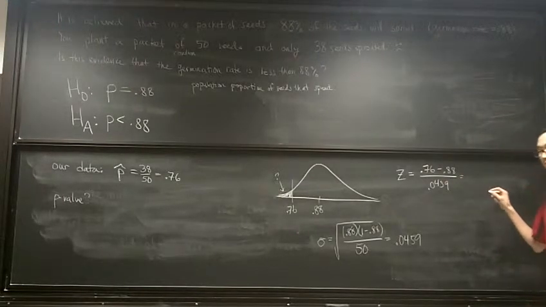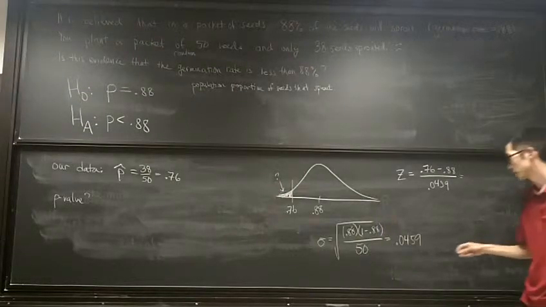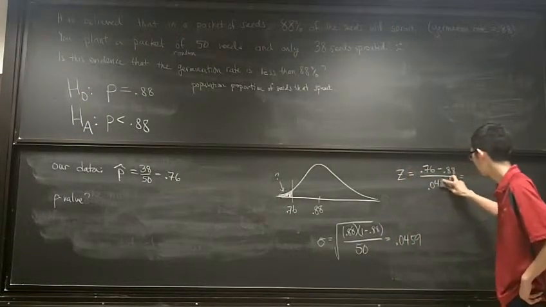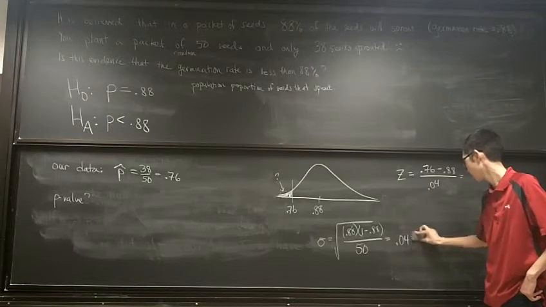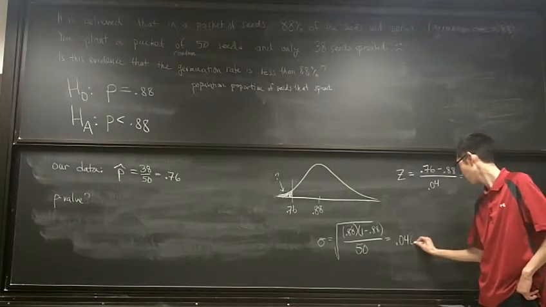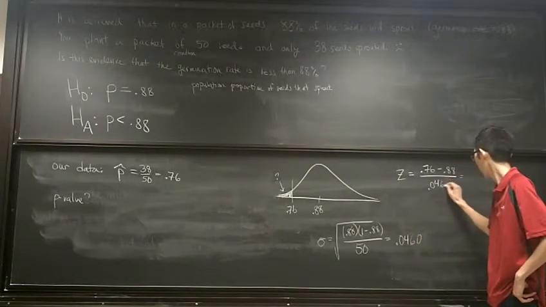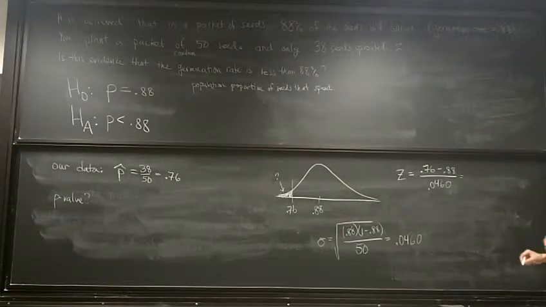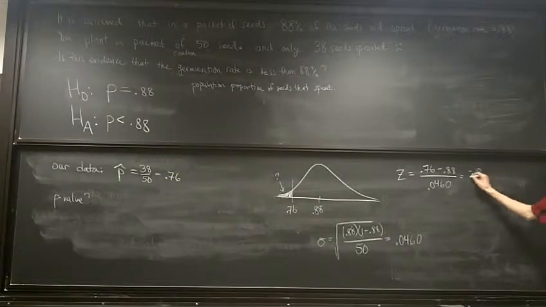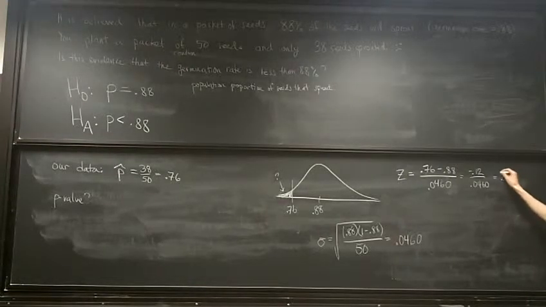After the 9 is a 6, so when you round that, we'll just say 0.0460. That's fine. Alright, 0.0459, whatever. So now I have negative 0.12 over 0.0460 or something. Alright, what does this come out to be? Negative 2 point something? What did you get?